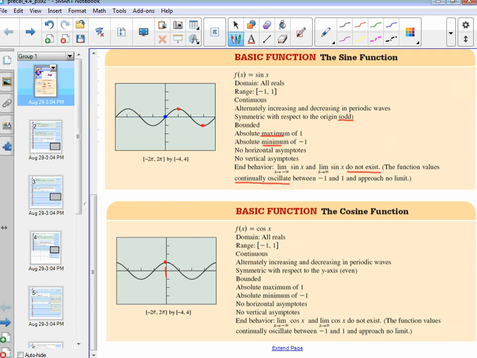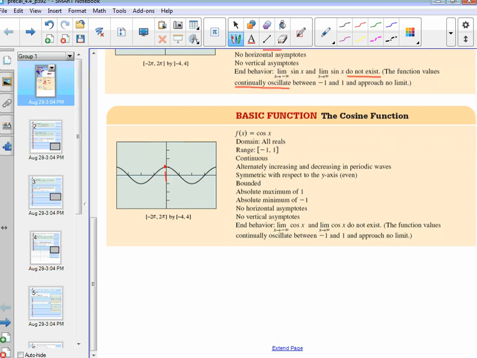So if I was going to analyze that, it is domain all real, same range, it is continuous, alternating, increasing and decreasing, but it's an even function because it's symmetrical about the y-axis. It's a mirror image if you flipped it across the y-axis. It's bounded, absolute maximums and minimums, no asymptotes to it, and again, there is no limit to the behavior because it just continually oscillates between -1 and 1.